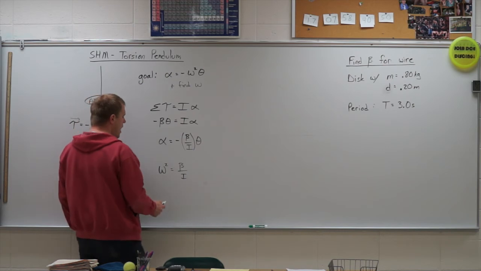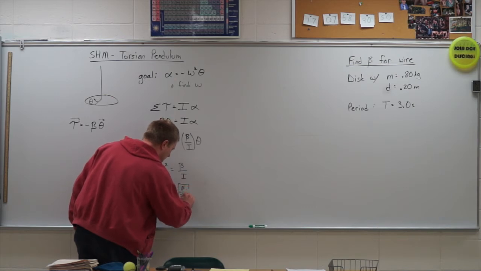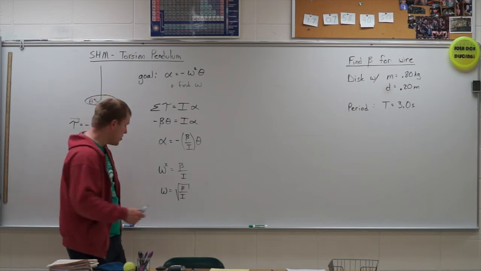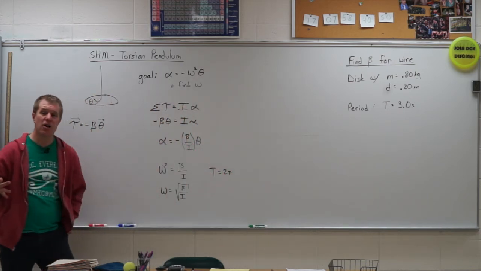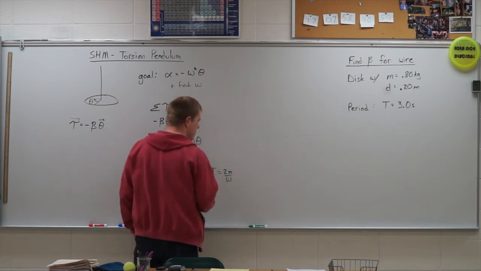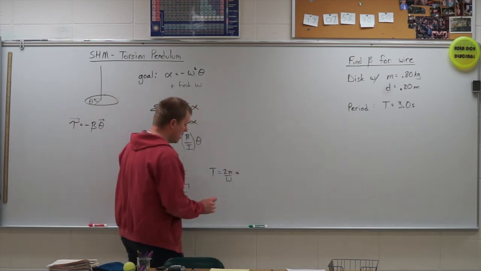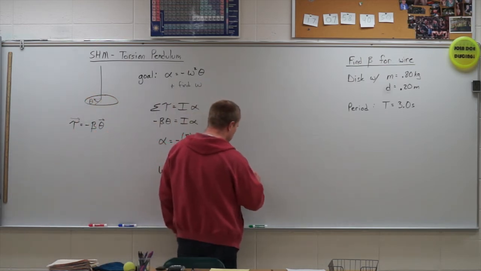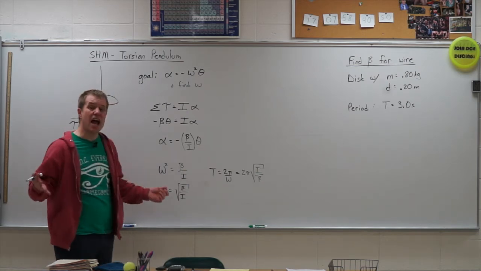From this point, we can find omega and just say it's the square root of beta over I, whatever those variables are. In many cases, we also find the period. The period is going to be 2 pi divided by omega, our angular frequency. This 2 pi is just getting us into a radians situation, by the way. I end up with 2 pi times the square root of I over beta for the period. Okay, so let's see how this gets used.